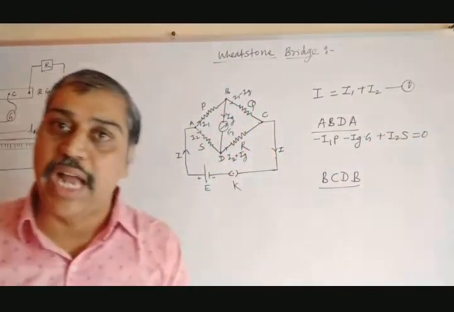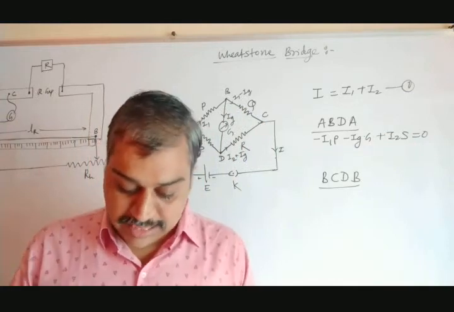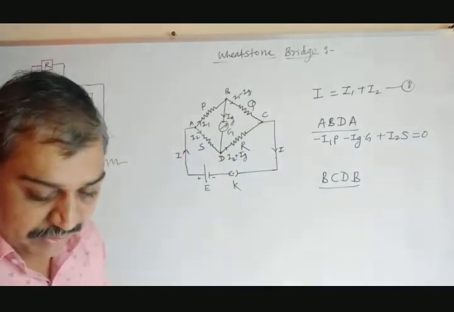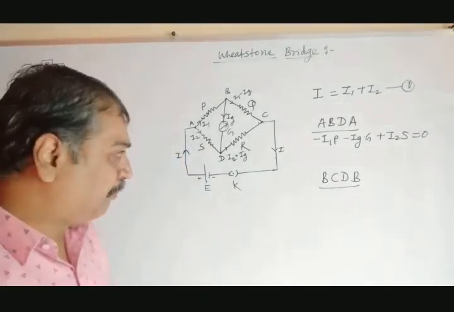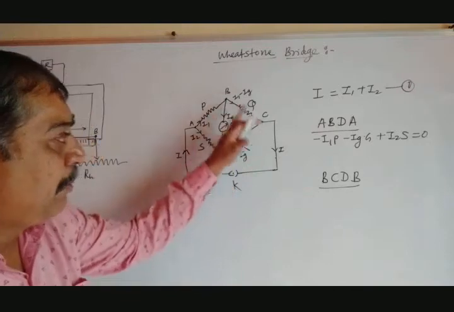That equation we have written for the ABDA loop by Kirchhoff's second law, which is said to be Kirchhoff's voltage law. We can write this equation. Now let's go to the next part, the remaining loop BCDB.